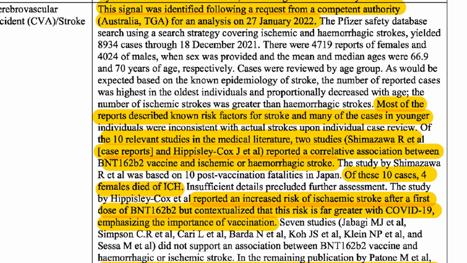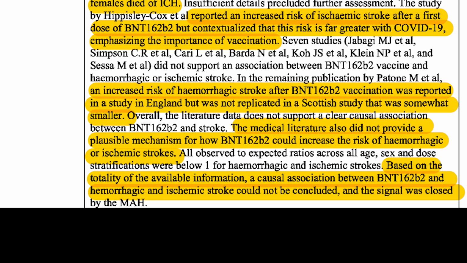Pfizer further describes the published literature and reports 2 case studies that found an increased risk of ischemic stroke after the first dose of the Pfizer vaccine. Pfizer also reports a study that found an increased risk of hemorrhagic stroke after Pfizer. And Pfizer then states that one of the authors said that the risk is much higher with COVID, and that these authors emphasised the importance of vaccination, and also that there were several studies that did not find any increase in strokes. They further state the medical literature did not provide a plausible mechanism for how the vaccines could increase the risks of strokes.